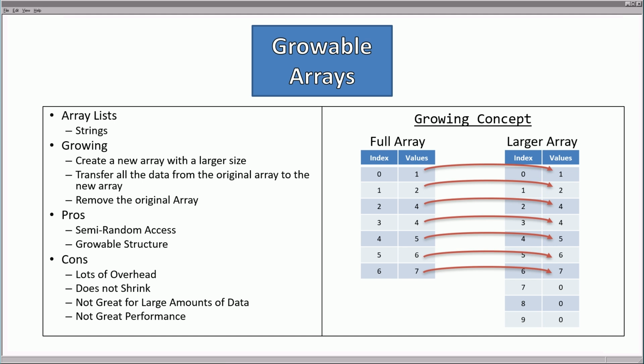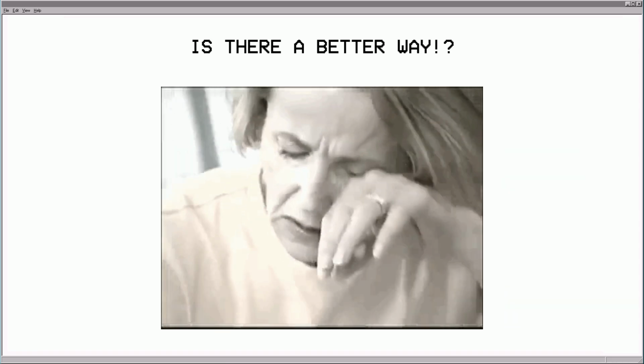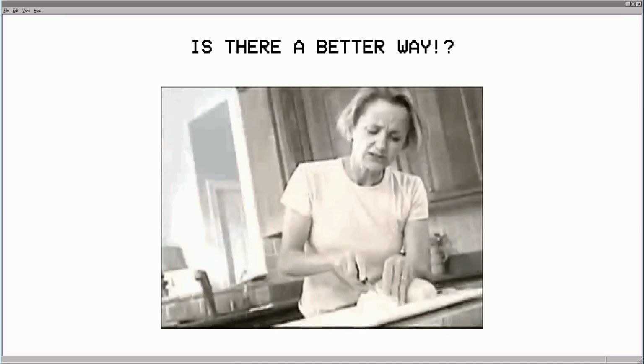So we could continue to use arrays, and we could address growable arrays. But the thing is, maybe we don't need random access. Maybe what we need to focus on is a data structure that can resize in memory. Is there a better way to do this?